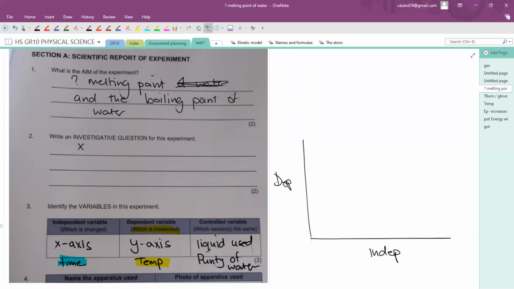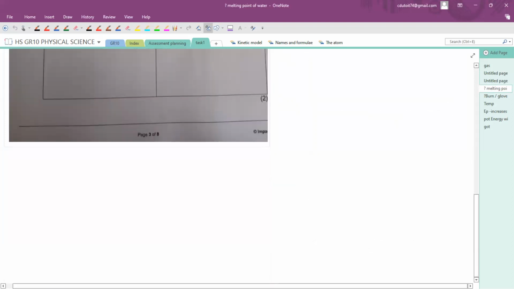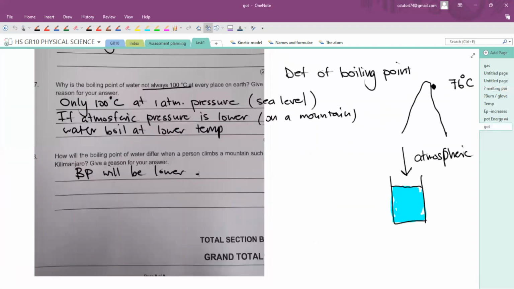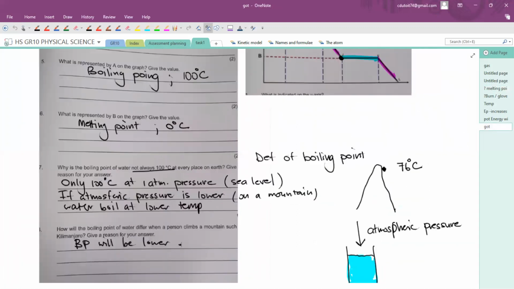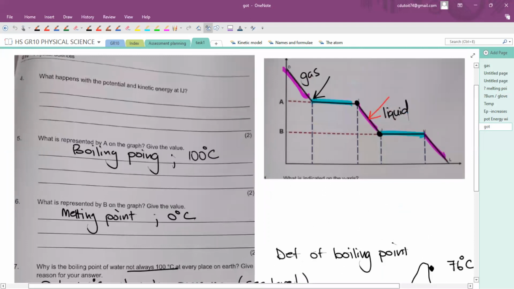So I have a question at number 4. It says what happens with the potential and kinetic energy at... What page are you now? Page 8. That one. The top one. I just want to make sure I heard it correctly. Is it number 4, what happens with the potential and kinetic energy at IJ? That one. Yes. IJ is this liquid one. Okay, well, what is happening there?